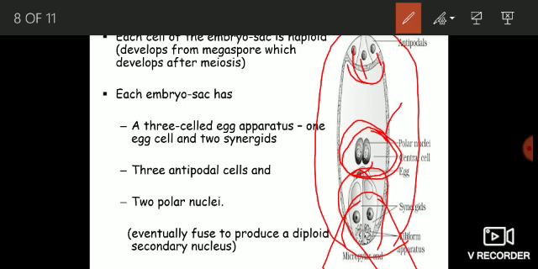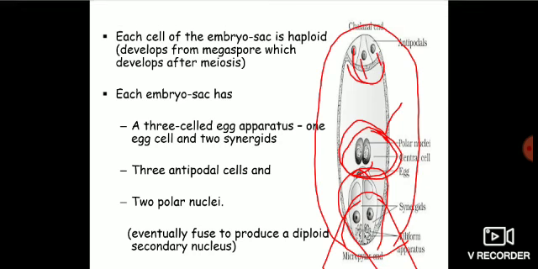Okay, so in all you have 7 cells and 8 nuclei, and eventually these 2 nuclei in the middle fuse and form a diploid secondary nucleus. याद रखना बेटा, they eventually fuse and form a diploid secondary nucleus.